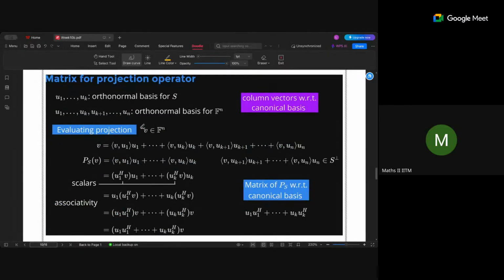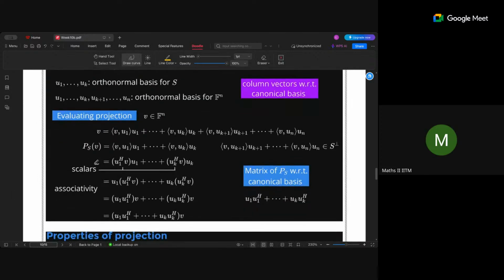Let's say you have an orthonormal basis for S, and you are extending it to an orthonormal basis for Fn. How are we going to find the projection PS? For that it is very easy. You simply have to calculate this part. How did we get this? Let's say you have any vector v in Fn. You know that you can write it as a linear combination of the basis elements. And since they are orthonormal, what are the coefficients? Do you remember? The coefficients are simply <v, u1>, <v, u2>, up to <v, un>. So we write v as a linear combination of these elements with these coefficients.